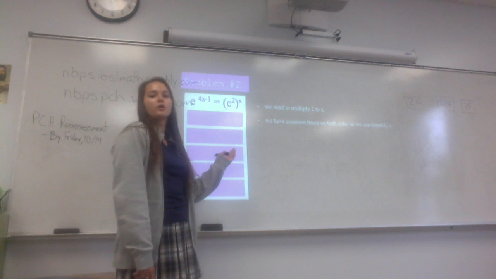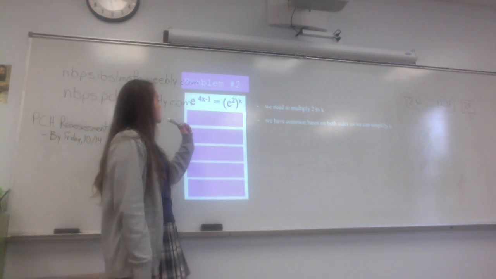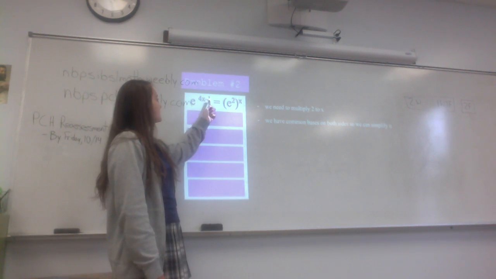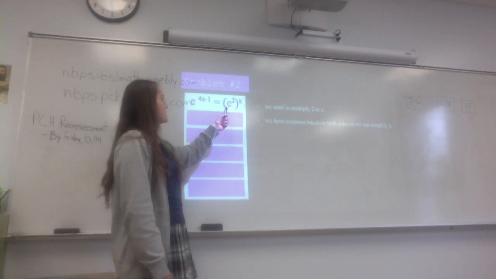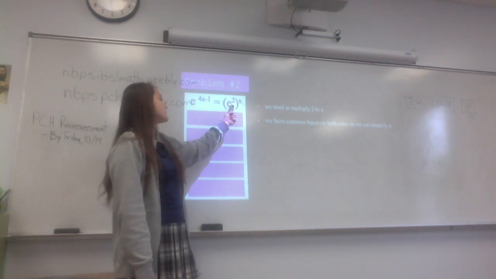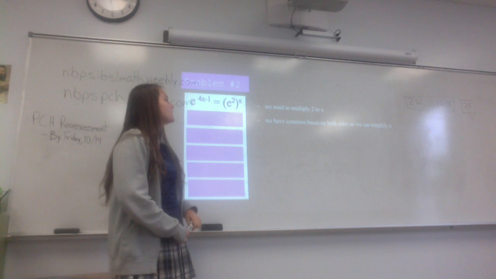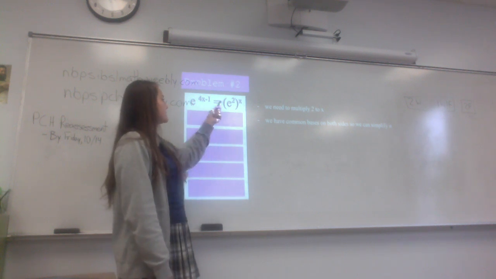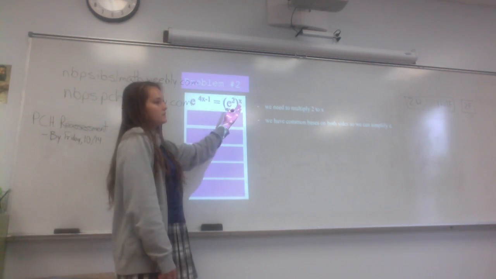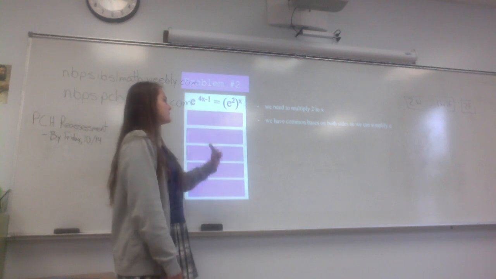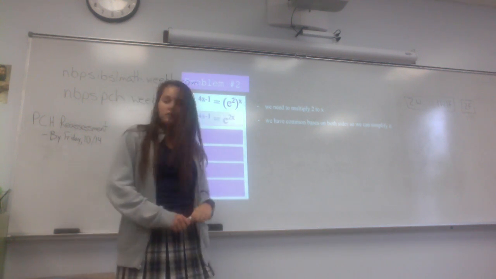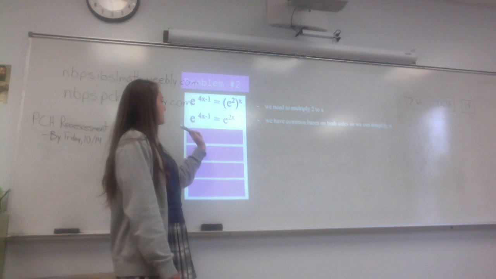Let's look at a little more complicated problem, which is e to the 4x minus 1 equals e to the second power times x. So we need to multiply 2 times x, like in the first problem, in order to have the same base. So we multiply them, and that's what we get.